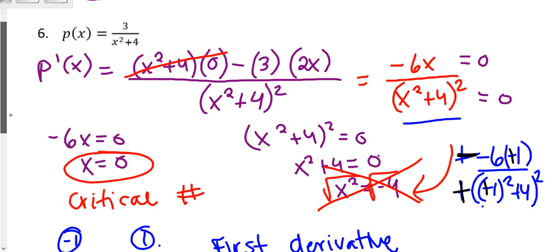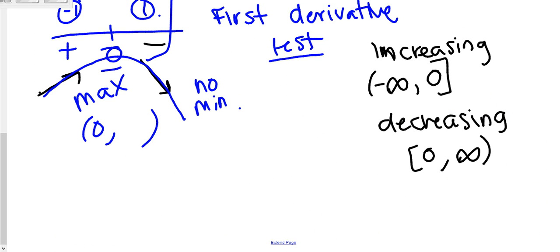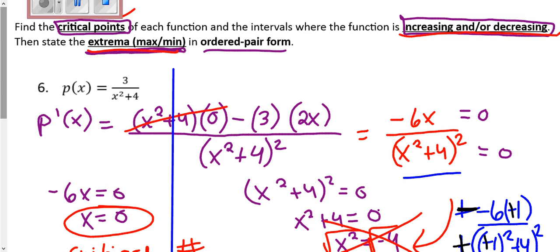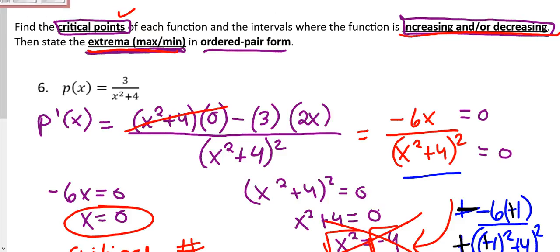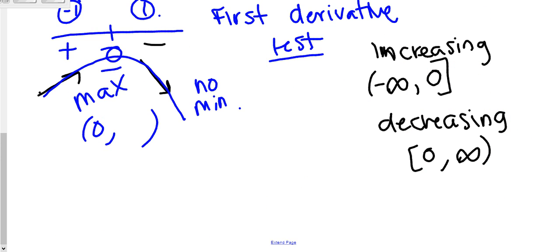So let's get our y value. We take 0 and we plug it back into the original function all the way up here. When we plug it in up here, we would get 3 over 0 squared plus 4. So we have 3 over 4. So that is our y value that we will take and plug in down here. There's our maximum, 0 and 3/4. And we have answered all the parts of the problem, so we are done.